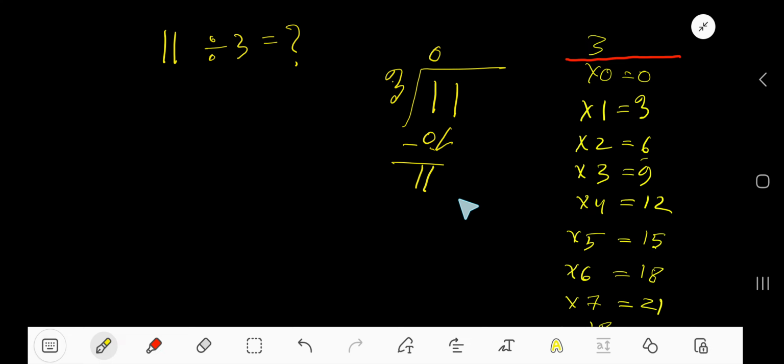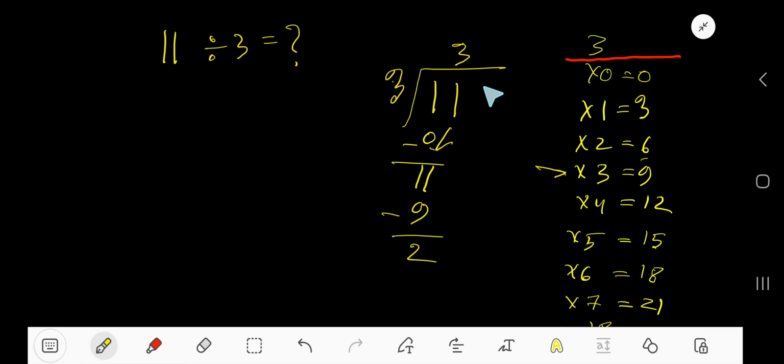How many times does 3 go into 11? 3 times 3 is 9, and 4 times 3 is 12, which is greater, so 3 times. 3 times 3 is 9. Subtract, and you get 2. Now your answer is 03, which means 3, remainder 2.